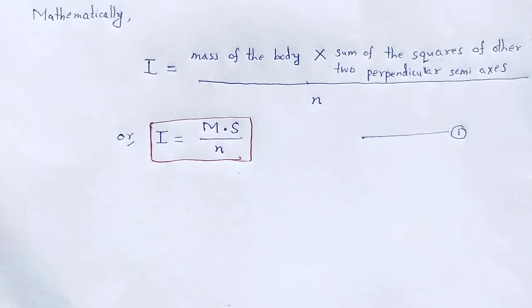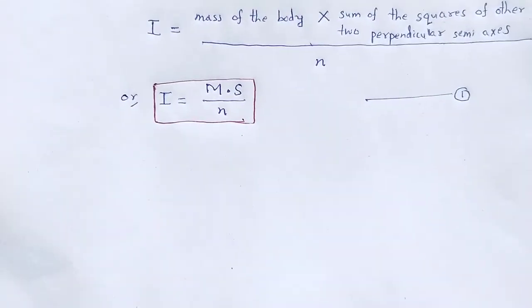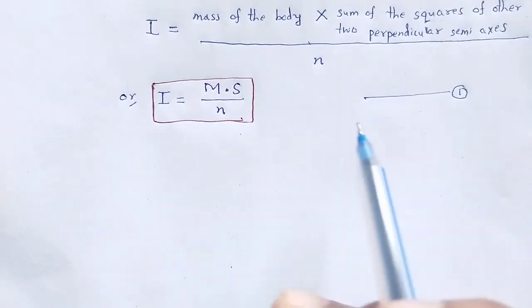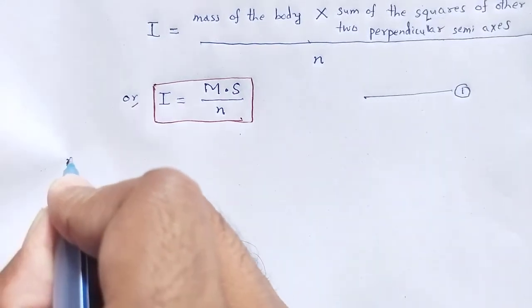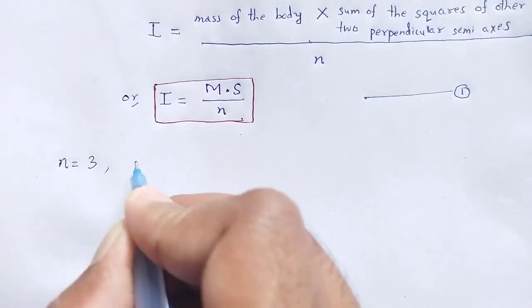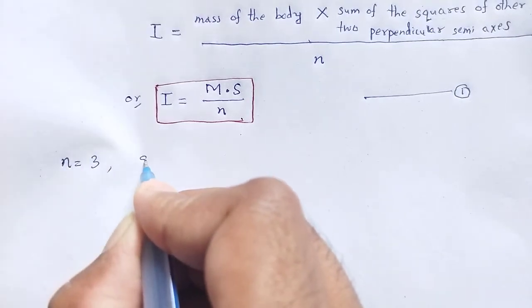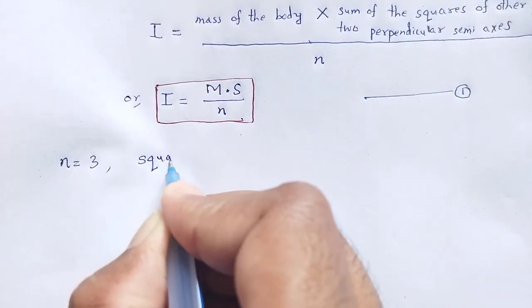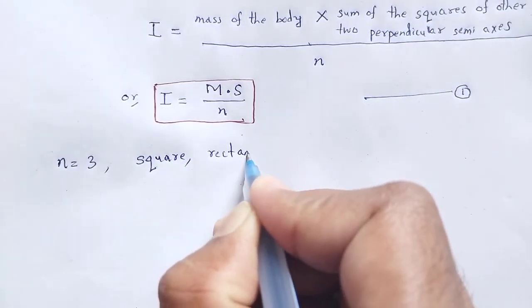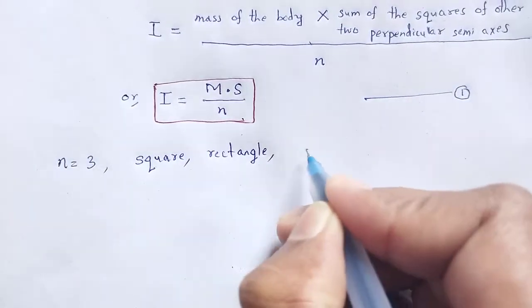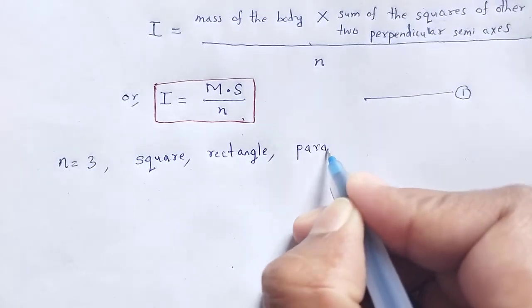Now n depends upon what type of symmetry. n is equal to 3 when we treat a square or rectangle or parallelepiped.